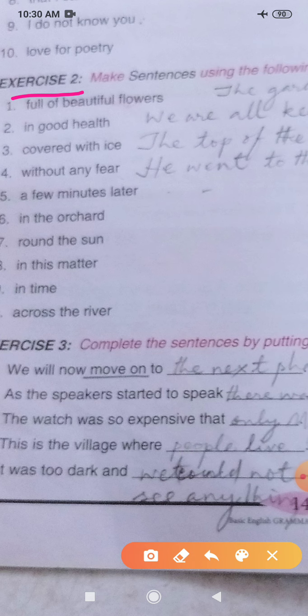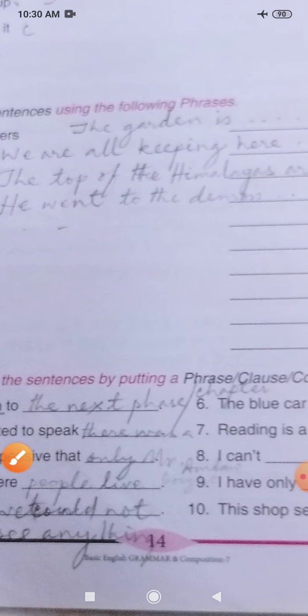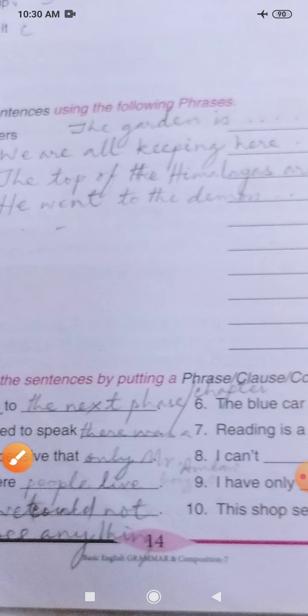"Full of beautiful flowers" is the phrase given, is it not? What is full of beautiful flowers? I have written here: the garden is full of beautiful flowers. You can easily write, okay, my flower vase is full of beautiful flowers. Also you can write, the garland is full of beautiful flowers. Like that you can write many other things.